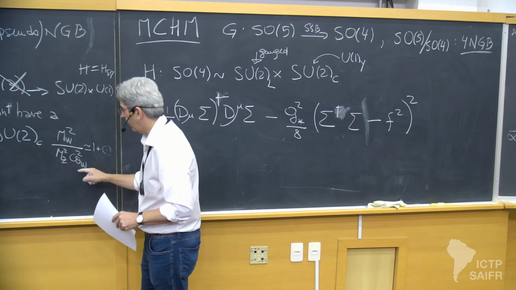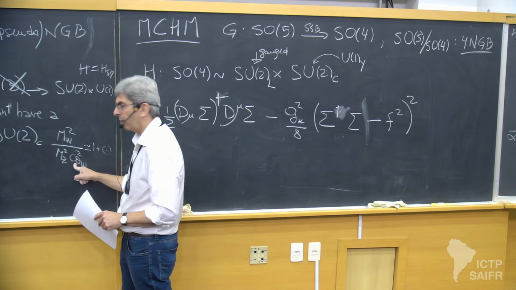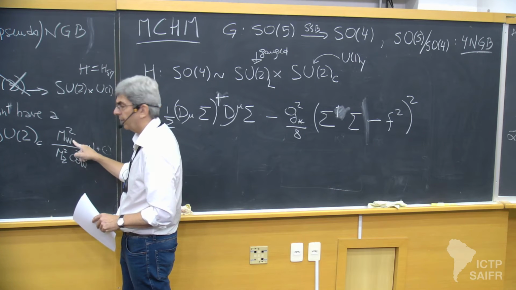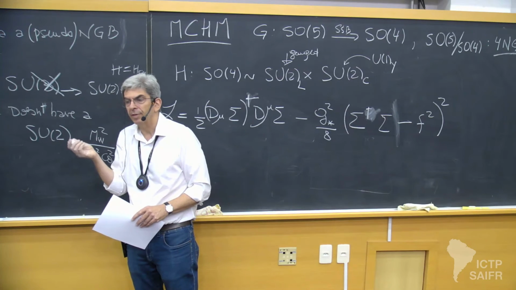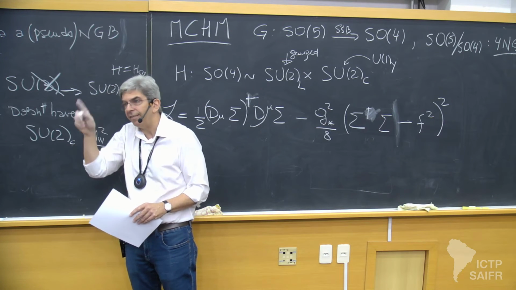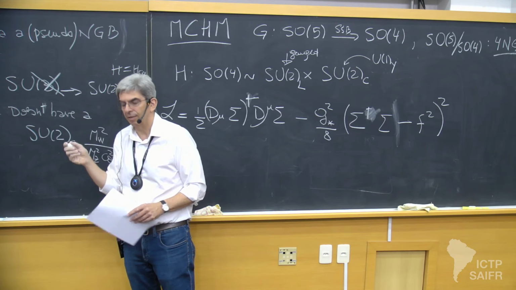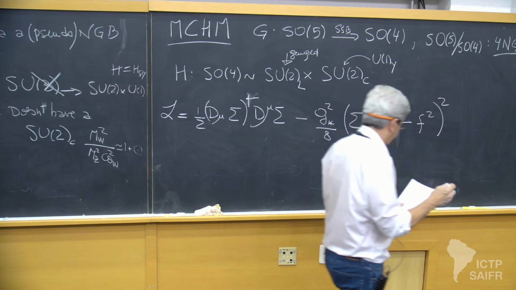It appears here. In the limit of g prime going to 0, the Z mass is the same as the W mass, because the Z is only A3, okay? Okay, great, thank you. All right, good. Good question.